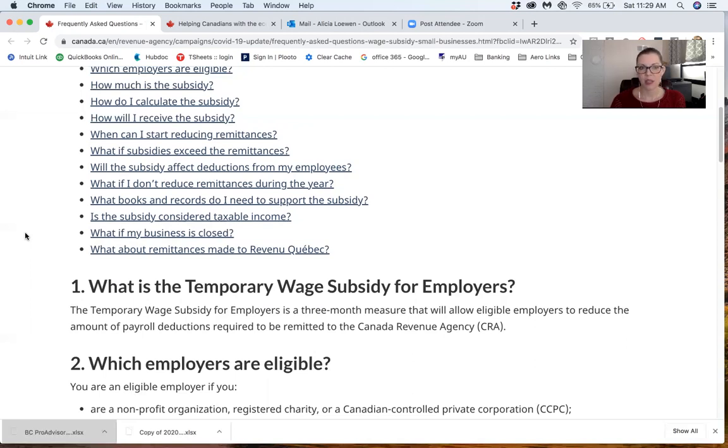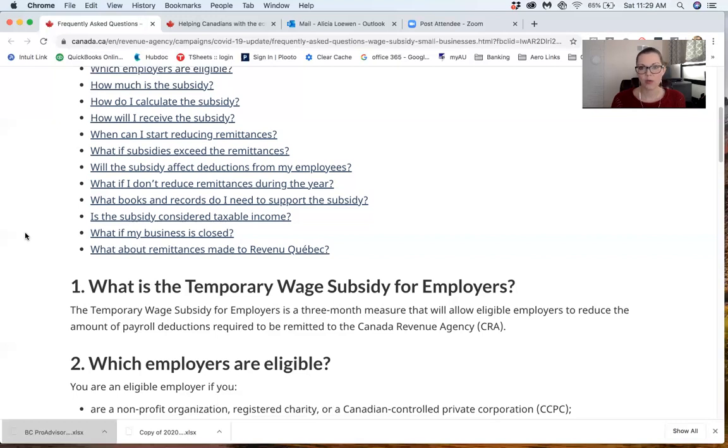So source deductions from payroll, that's the taxes, EI, and CPP amounts that come off of your employees' paychecks on payroll. And then you as the business pay that amount to CRA. So what they're going to allow us to do is to essentially short pay that source deductions remittance by claiming the wage subsidy as a discount on that amount.